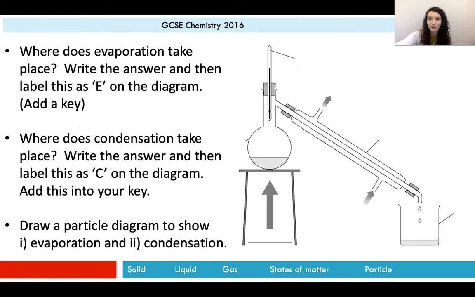Excellent. Now what I'd like you to do, go back to looking at your diagram of the Liebig condenser. Please can you write an E on your diagram where evaporation takes place, and a C on your diagram where condensation is taking place. And what I'd like you to do, if you feel really confident, is have a go at illustrating evaporation and condensation by drawing a particle diagram to show what's happening in the particles. So pause the video for a few minutes now and complete those tasks, please.